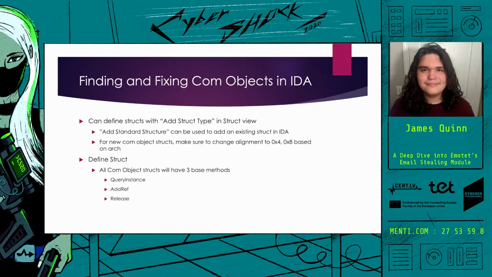Now that the structure itself has been defined, you can start defining each of the methods inside the structure. One thing you have to keep in mind when you're defining COM object structures for IDA is that all COM objects will have three base methods: QueryInterface, AddRef, and Release. They have to be in that order at the very beginning of the COM object interface, and these are all built into every single COM object in Windows.